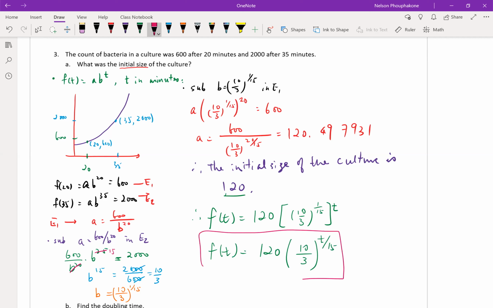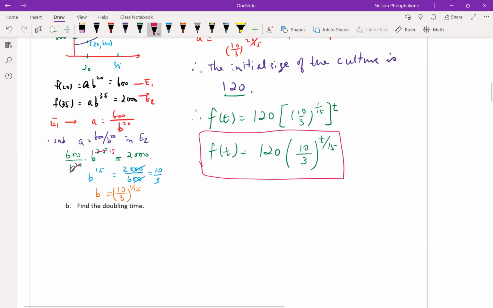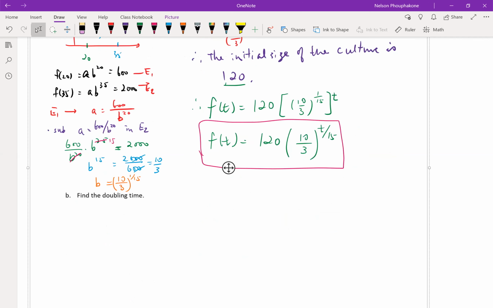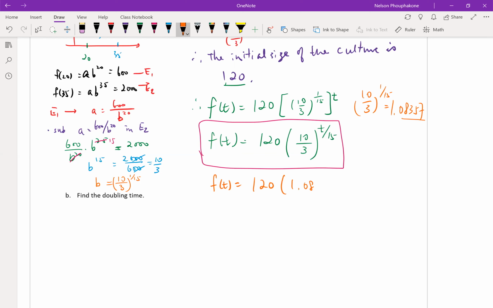And after we have the model, then of course we could use the model to help us finish parts B and C, right? Okay. Now again, if you want to round it, remember the rule of thumb: to round this, 10 over 3 raised to the power 1/15, if you use your calculator, you should get 1.08357. Again, I round to 4 significant figures. But again, I prefer this answer right here.